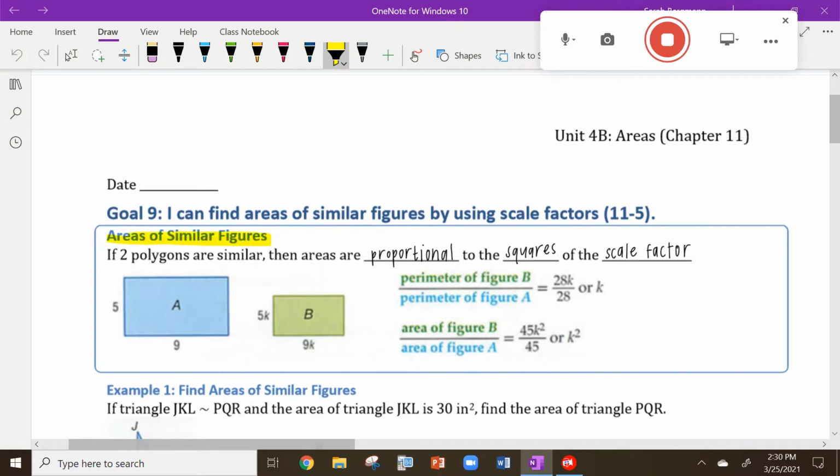So what you need to know is that if two figures are similar, then the areas are proportional to the square of the scale factor. For example, if we're looking at these two shapes, the blue shape and the green shape, if you look at the perimeters, we already know that the perimeters are equal to the scale factor. But if we look at the proportion of the areas, it's always equal to the scale factor squared.